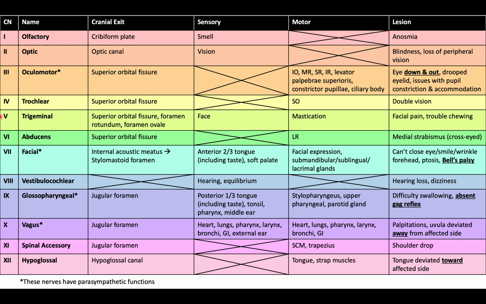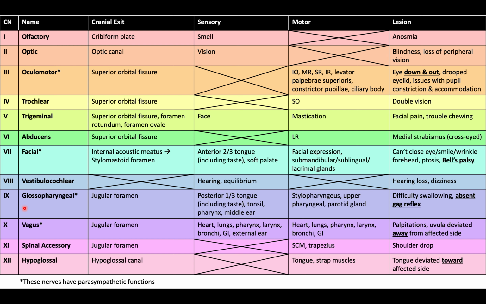And then cranial nerve 5 is trigeminal. Cranial nerve 7 is facial. Cranial nerve 8 is vestibulocochlear. So cochlear, hearing, and then vestibule is going to be equilibrium. A word that's kind of familiar to some people would be vertigo, and that would be where your equilibrium would be off. Cranial nerve 9 is glossopharyngeal. Cranial nerve 10, you already know, vagus. Cranial nerve 11, also you already know, that's going to be spinal accessory. And then our last nerve is going to be the hypoglossal.